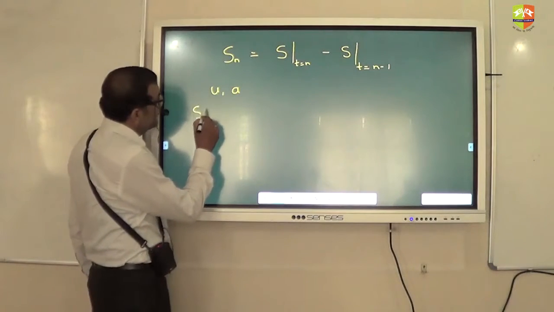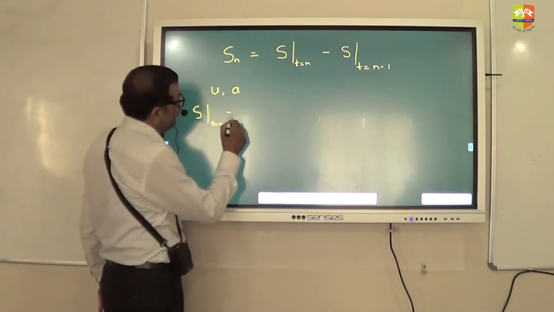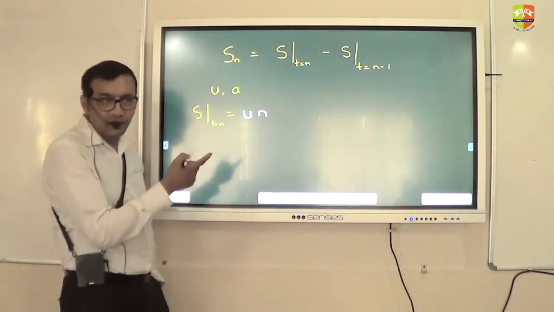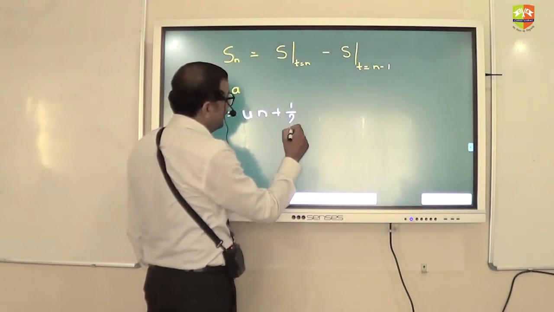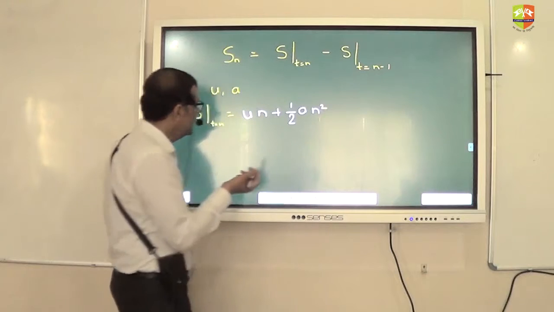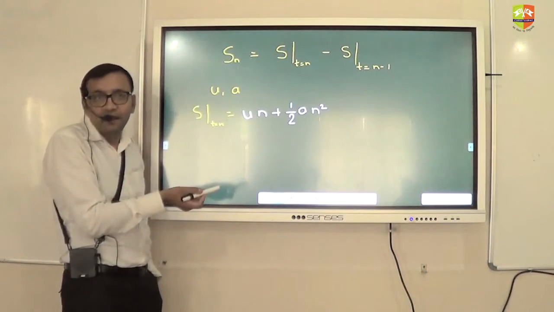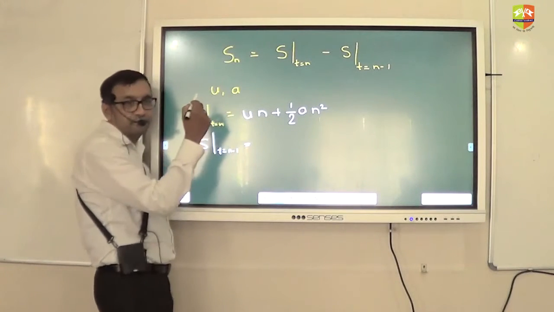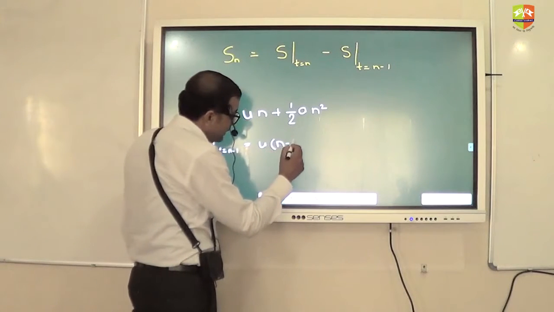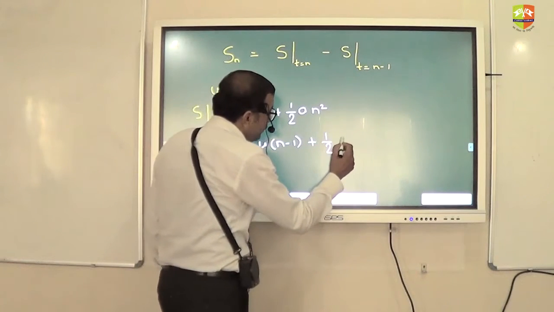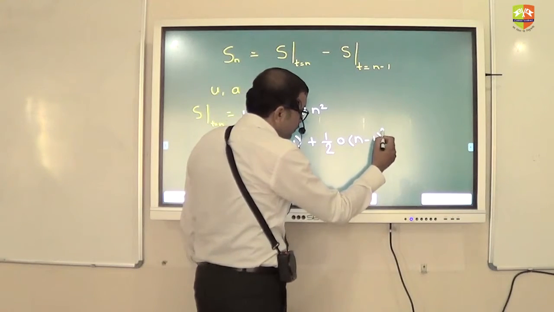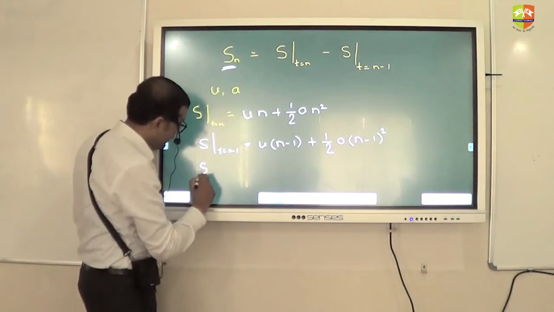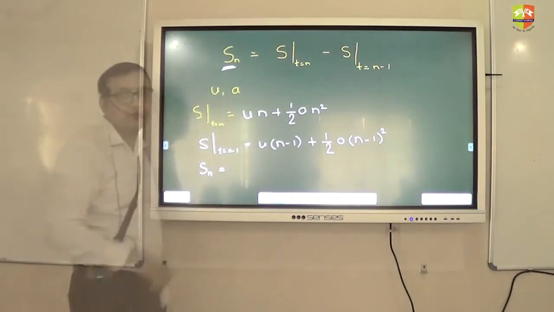Alright, tell me the distance travelled in n seconds should be equal to what? Ut, right? U into n. T is n seconds. Ut plus half a into t square. This is the distance travelled in n seconds. Yes or no? Distance travelled in n minus 1 seconds will be what? U into n minus 1 plus half into a times n minus 1 whole square, right? So can you subtract these two and get the value of distance traveled in the nth second? Can you simplify it? Do it quickly.